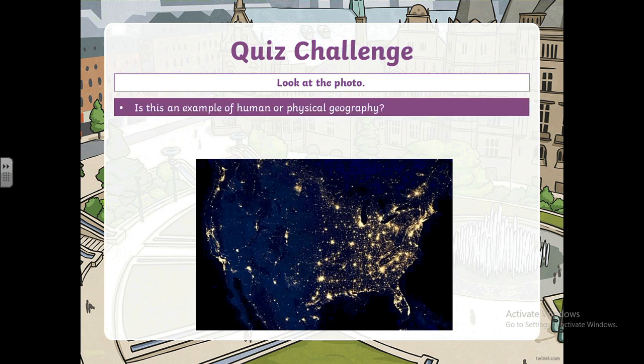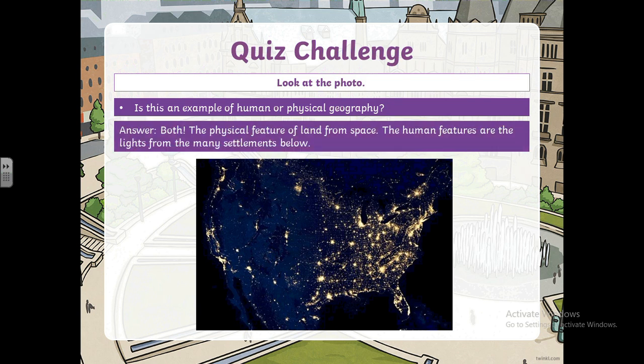And this one here is an impressive picture of the United States of America from space. Do we think this is human or physical? It is both. It is the physical feature of land from space. Okay, it's naturally occurring, but the human features are clear. They're the lights from the many settlements below. So we can see here, there's a lot more light here than there is over here. So it's both. And that's the end of that PowerPoint.